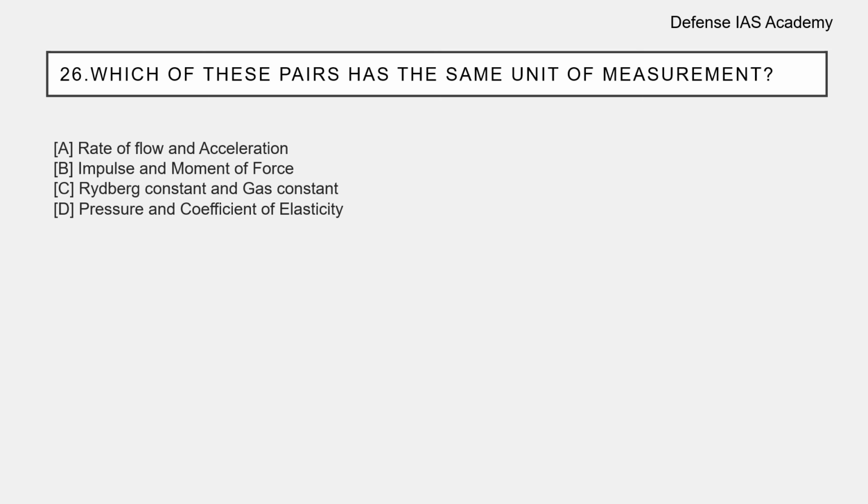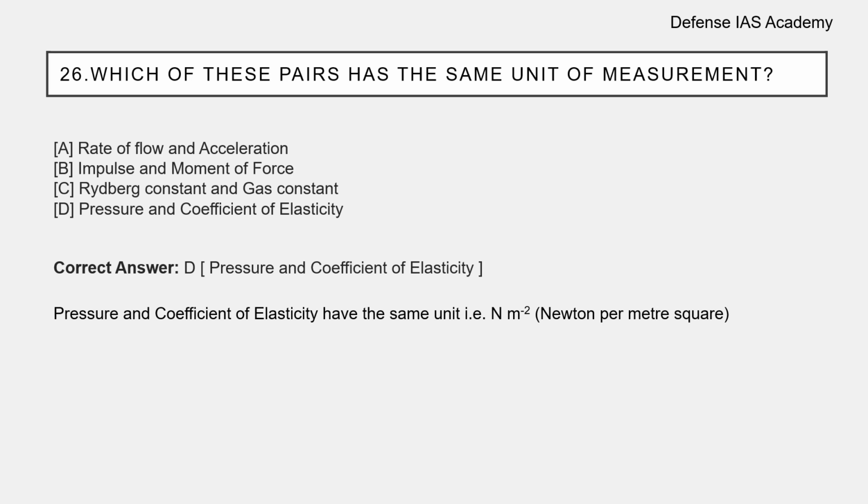Question number 26. Which of these pairs has the same unit of measurement? The options are option A, rate of flow and acceleration, option B, impulse and moment of force, option C, Rydberg constant and gas constant, option D, pressure and coefficient of elasticity. Now the correct answer is option D, pressure and coefficient of elasticity. Pressure and coefficient of elasticity have the same unit, that is N per meter square, that is Newton per meter square.